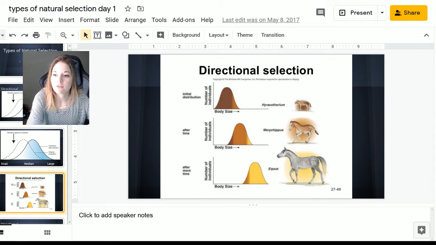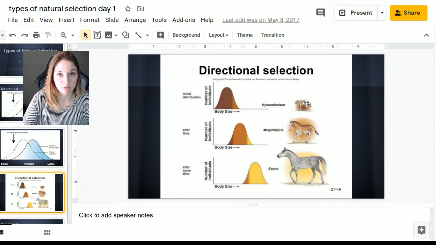And here's what I'm referring to. These are horses. What they've seen, looking at our fossil record, is that horses used to be really, really tiny. So their body size was very small. But over time, the larger of these animals survived more often and had more offspring. And so over time, they became larger. And still, even more time has gone by, and now horses are even larger. And so what you're seeing here is a directional change in size. And that's just one example.